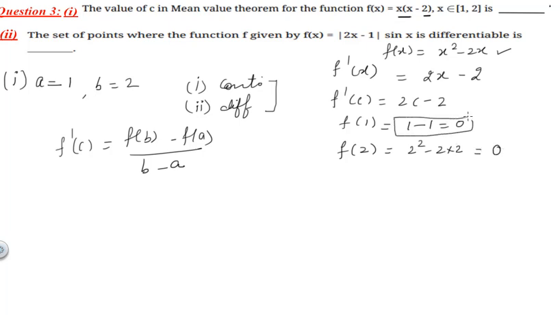Let us solve it again, just to see carefully. We have x square minus 2x. So it will be 1 minus 2. So the answer is minus 1, not 0. Clear? So you got f of a, f of b.